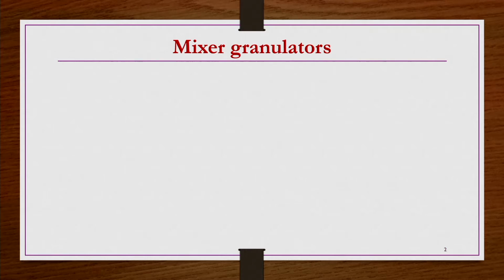Here in this particular lecture we will be discussing a few details about the mixer granulator and then spray drying, prilling, pressure compaction, etc. Under those categories, what kind of equipment are available, what are their merits, on what applications they are more suitable, those kinds of details we are going to see in this lecture. So let us start with mixer granulators.